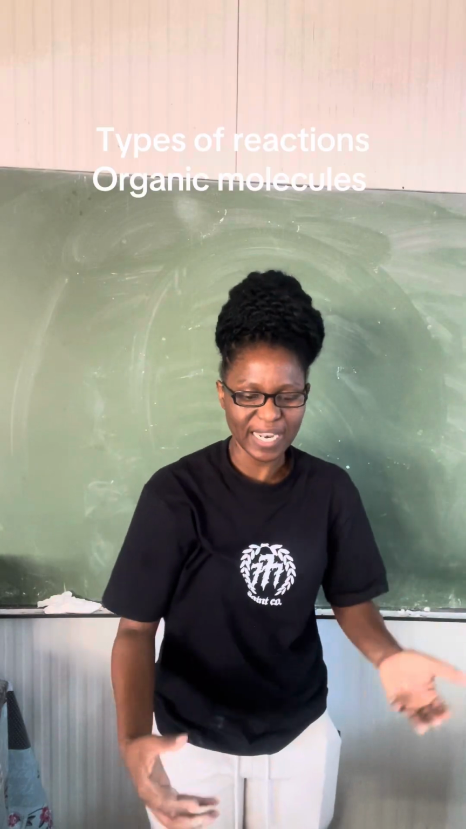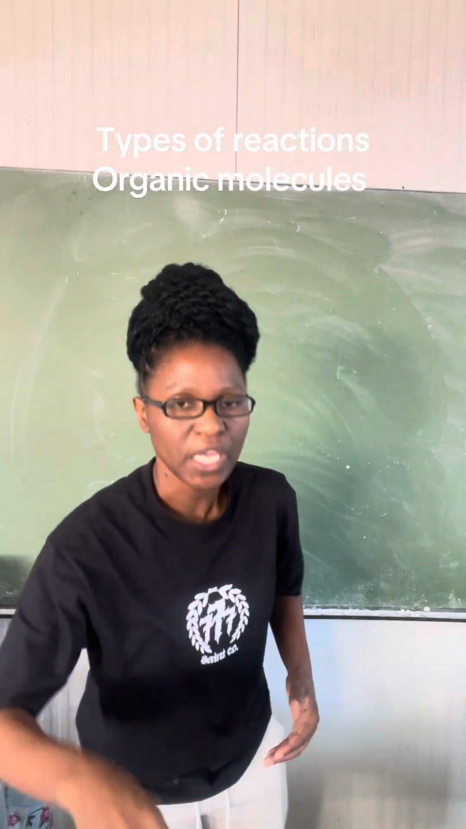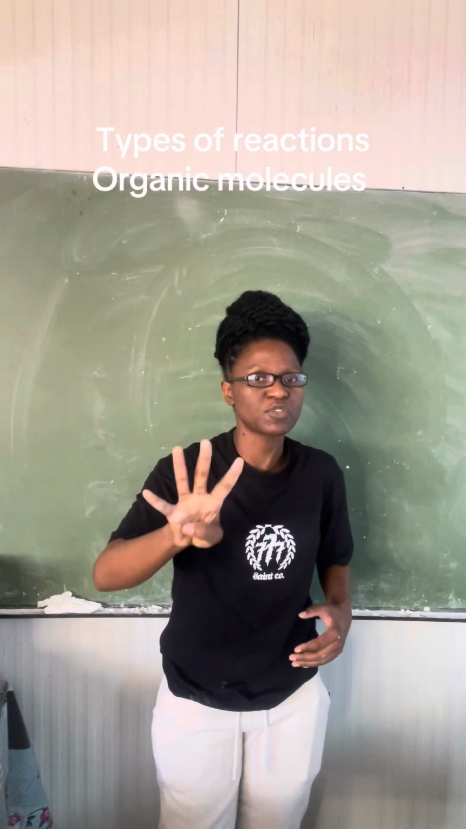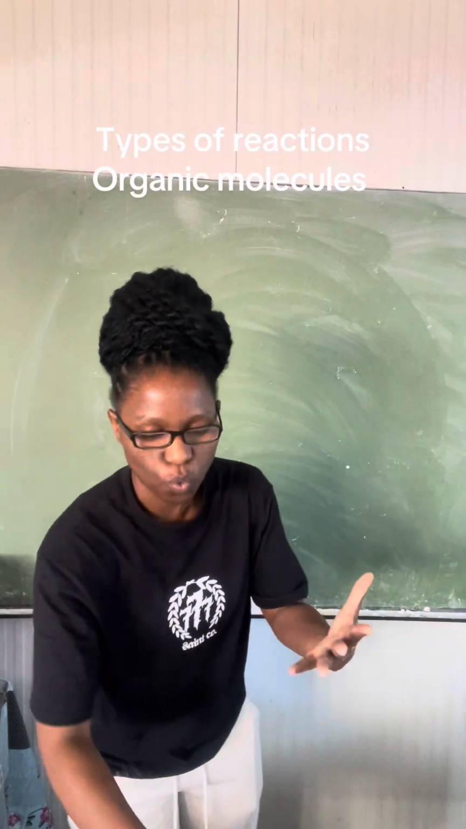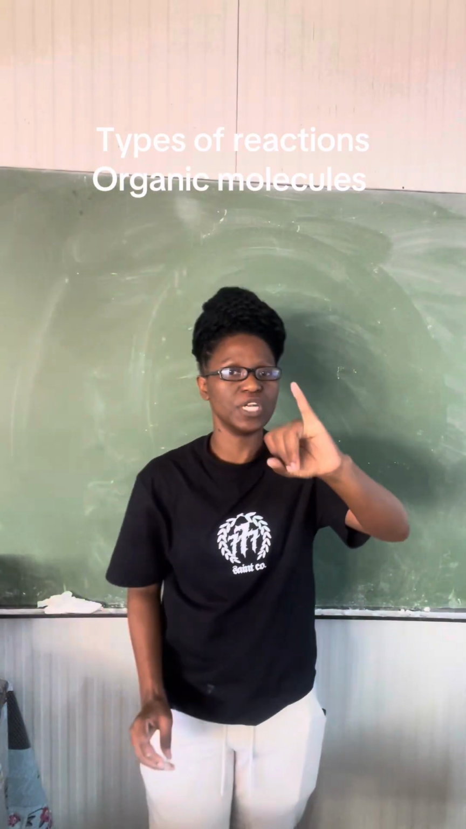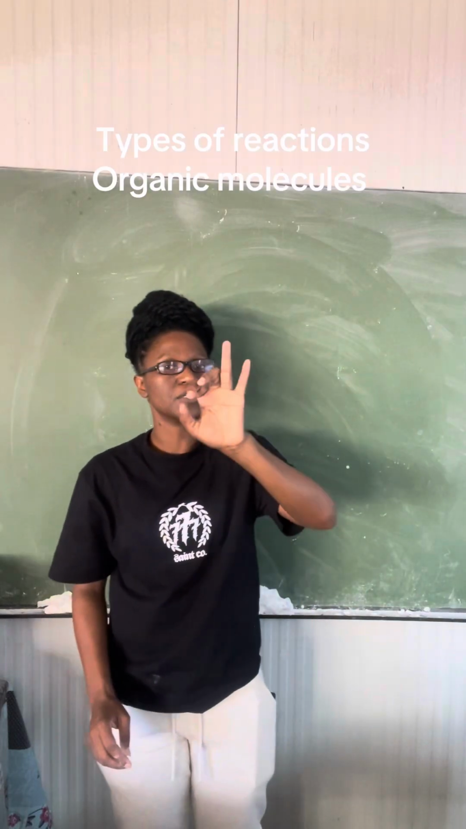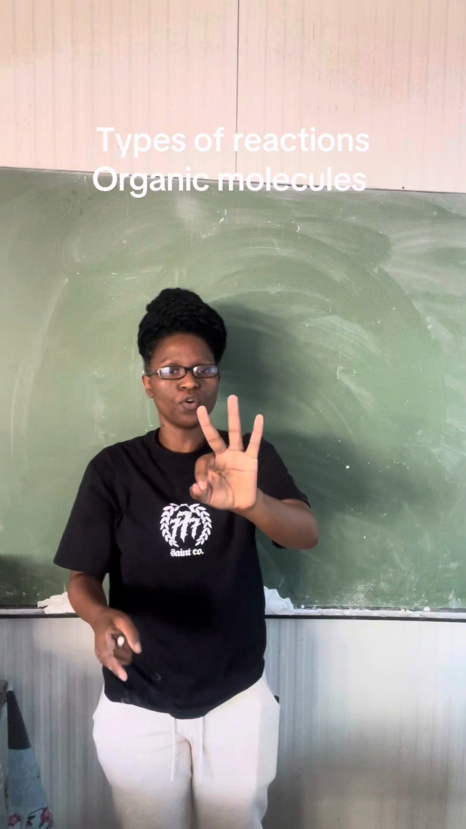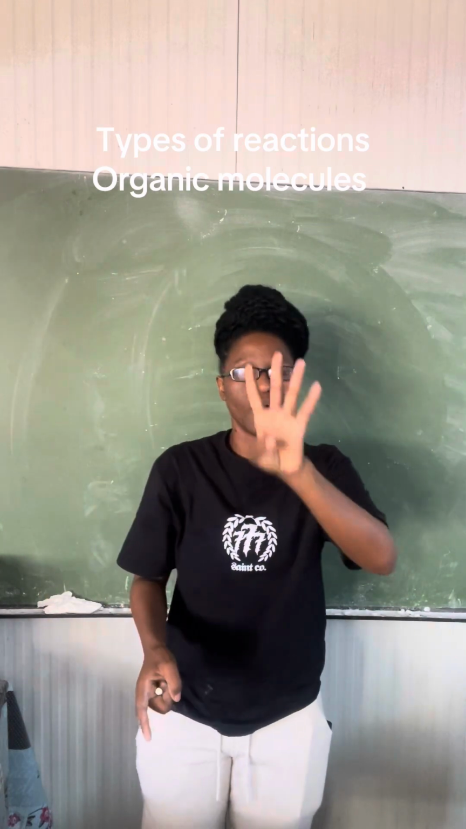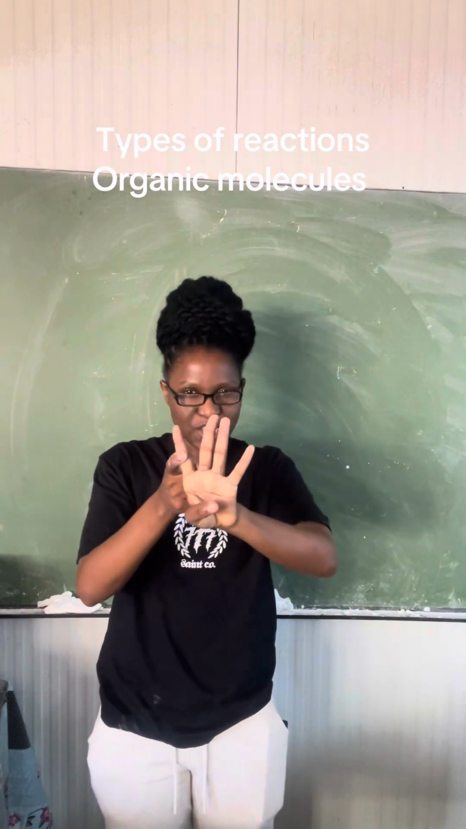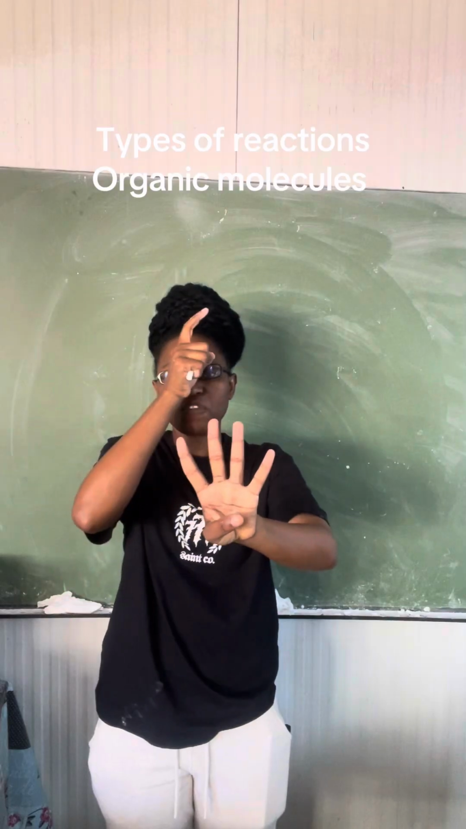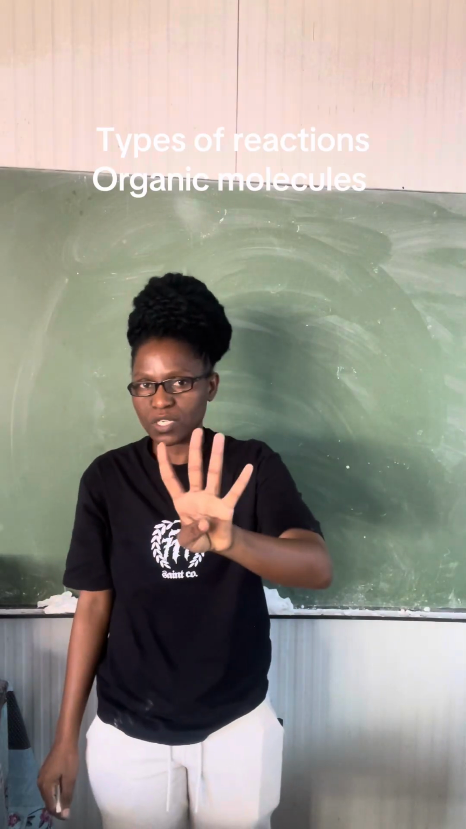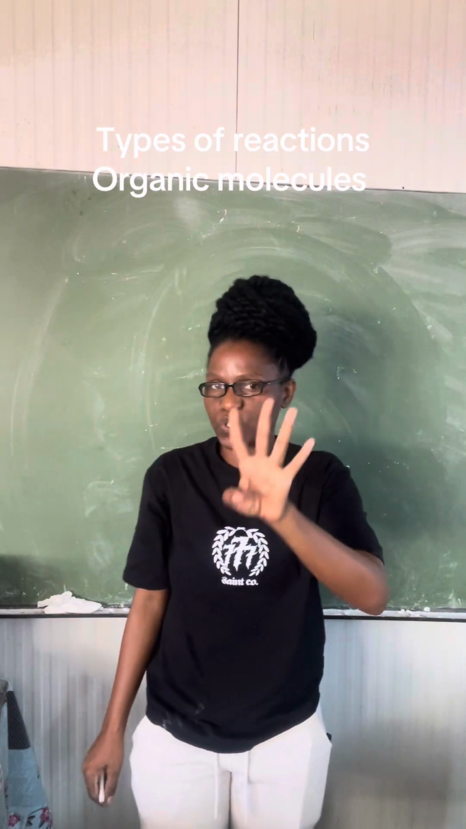This addition reaction has 4 different types. The first one is hydrohalogenation. The second one is halogenation. The third one is hydration. The last one is hydrogenation. It means it is made up of how many H's? 4 H's. So bear this in mind.